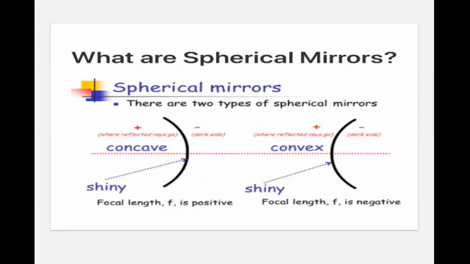So just now we saw what spherical mirrors are. There are two types of spherical mirror. The one which has a shiny portion inside, such a mirror would be called a concave mirror, and the one which has the shiny part outside, that mirror would be called a convex mirror. Again, this mirror you can say is bulged inward, and in this case the mirror is bulged outward.